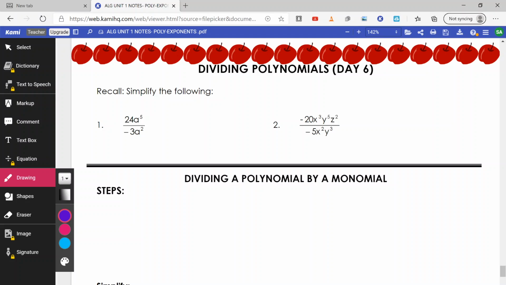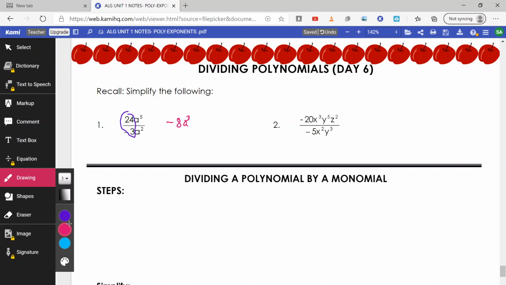So 24a to the fifth divided by negative 3a squared. I can divide 24 by the negative 3 and we will get negative 8. And then we will look at our exponents, a to the fifth divided by a squared. We see that the top exponent is bigger, so we have a, and then we subtract 5 minus 2, gives me 3. So our answer is negative 8a cubed.